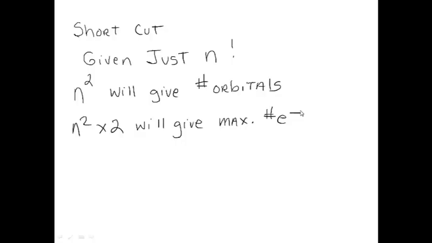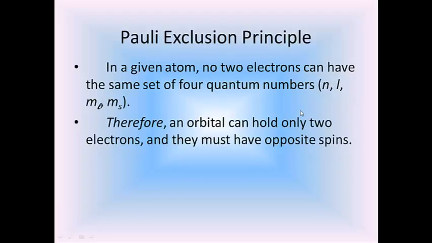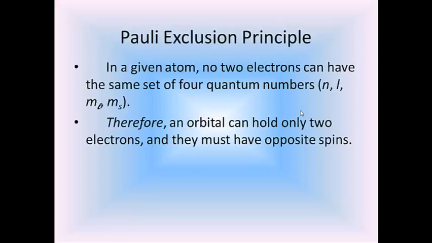So this is just basic information when they start asking you about energy levels. And I am going to do an example. Pauli exclusion principle: in a given atom, no 2 electrons can have the same set of 4 quantum numbers. An orbital can hold only 2 electrons, opposite spin. You've had this before. This was first year chemistry. When we get into electron configuration, we'll be using Pauli exclusion, Hund's rule, and the Aufbau principle a lot.